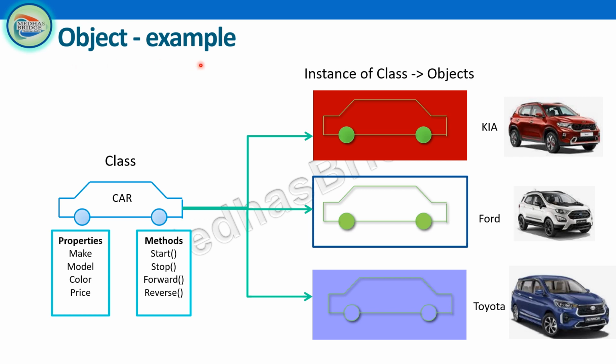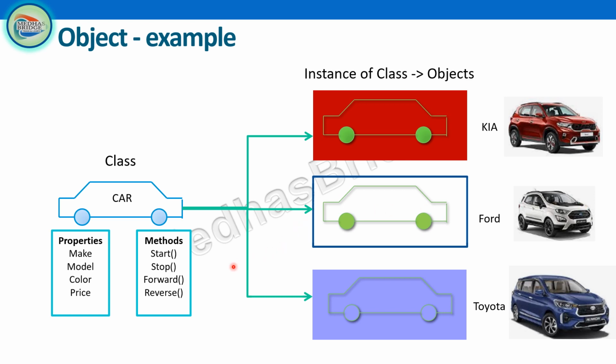Let's look at this example. Here we have a car class, which is a template, a logical construct of a class. This is not a physical entity. Keep that in mind. The instance of the class called an object is a physical reality. That's why we name them Kia, Ford, Toyota, for example. These are physical entities in reality. These are called objects, which are instances of the class called car. So do you understand the difference between the class and object?